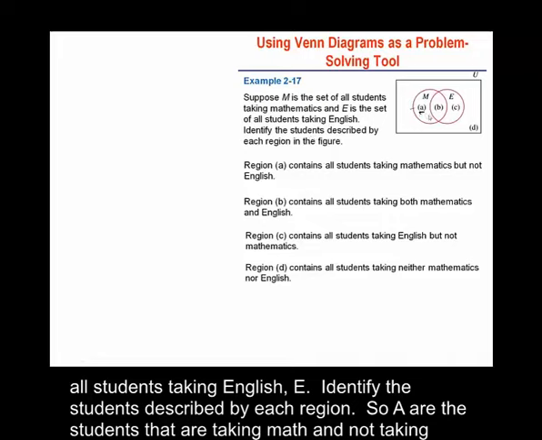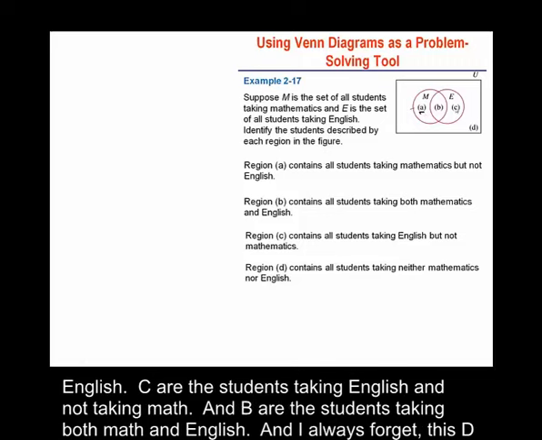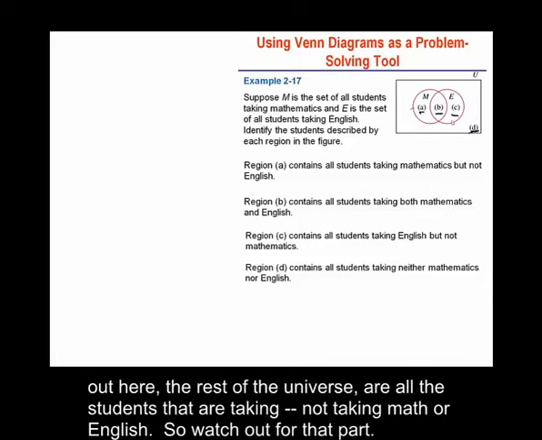So A are the students that are taking math and not taking English. C are the students taking English and not taking math, and B are the students taking both math and English. And I always forget this D out here, the rest of the universe, are all the students that are not taking math or English. So watch out for that part.